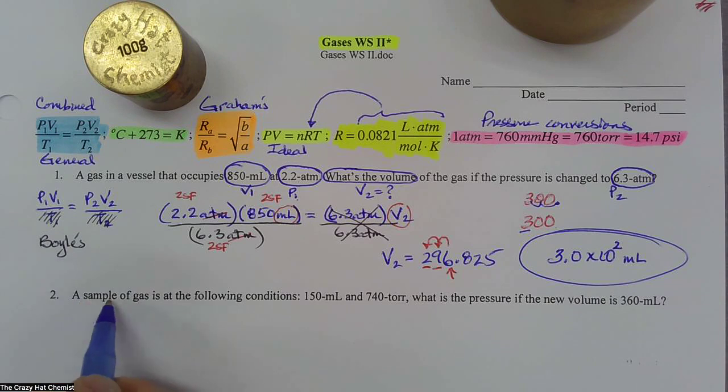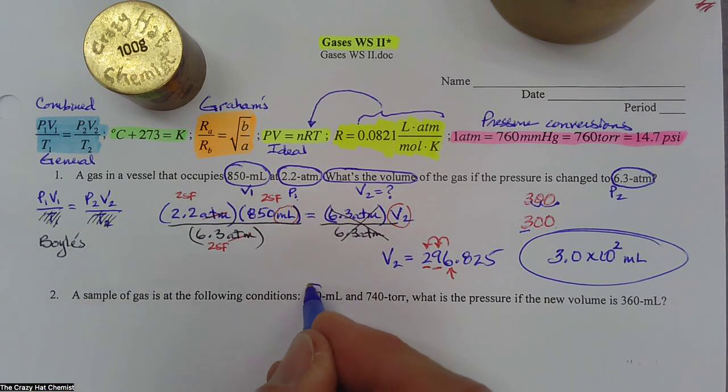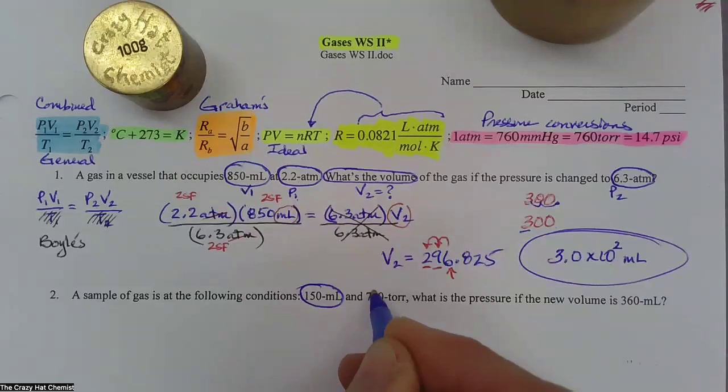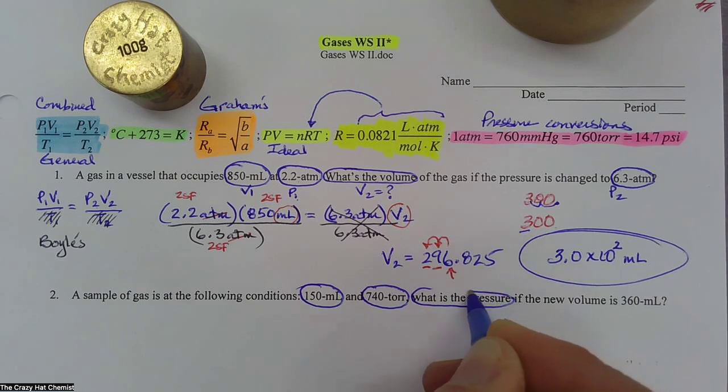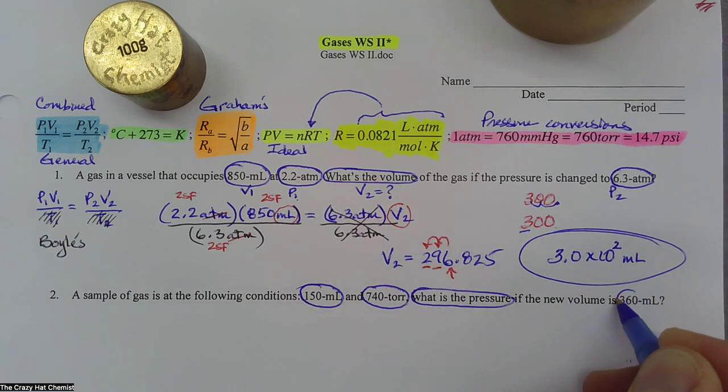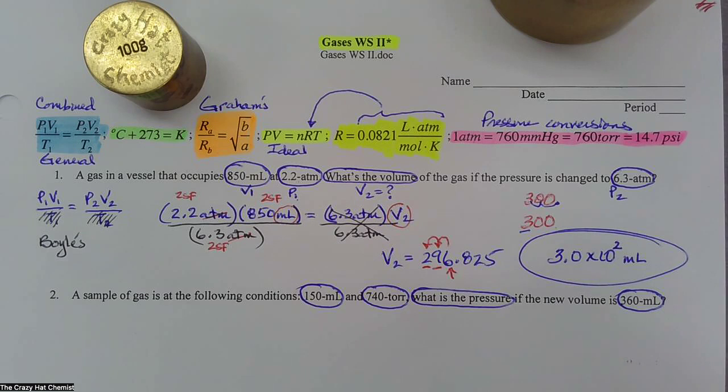Problem number 2 says a sample of gas at the following conditions, 150 milliliters and 740 torr. What is the pressure if the new volume is 360 milliliters? So what we're going to do is label these. Milliliters, that is a volume. That's volume 1. Torr, that is a pressure. That's pressure 1. What is the pressure? I don't know. That's the second pressure, so I'm going to say that's a question mark. And this next one here is volume. Milliliters is a volume right there.